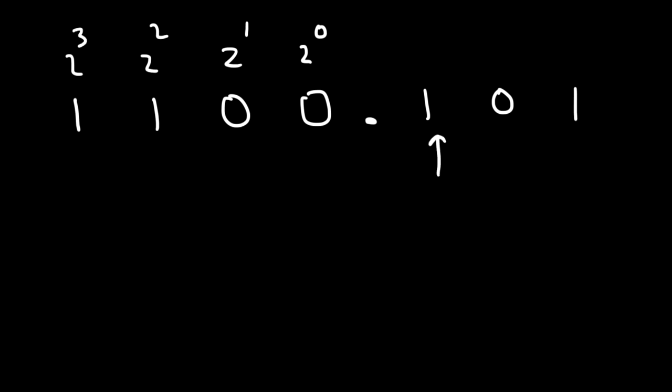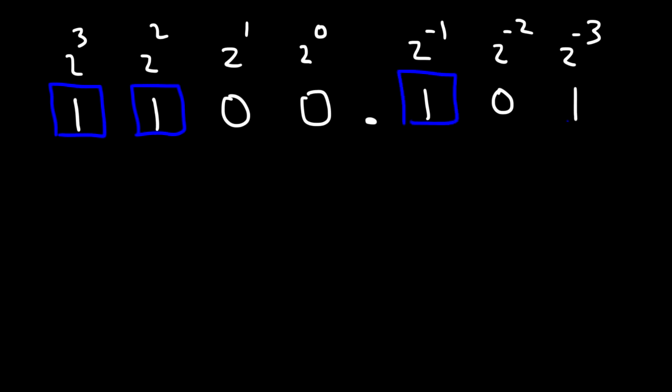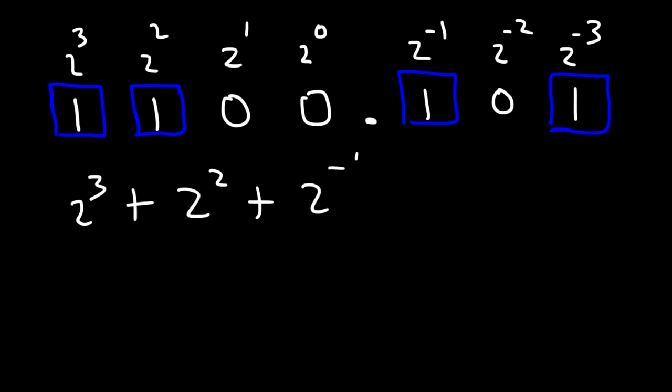But what about the numbers to the right of the decimal? Well, if we follow the pattern of exponents that we see here, the number that's less than 0 is negative 1. So this has to be associated with 2 to the minus 1, and then 2 to the minus 2, and then 2 to the minus 3. Just like before, we're going to focus on the values that bear a 1. And so we're going to add 2 to the third plus 2 squared plus 2 to the minus 1 plus 2 to the minus 3.